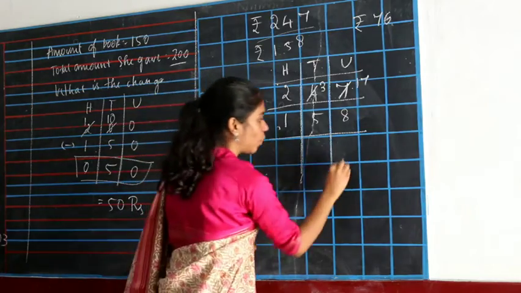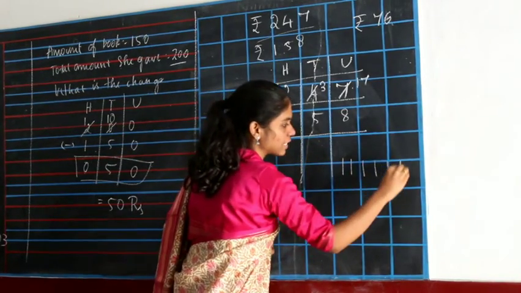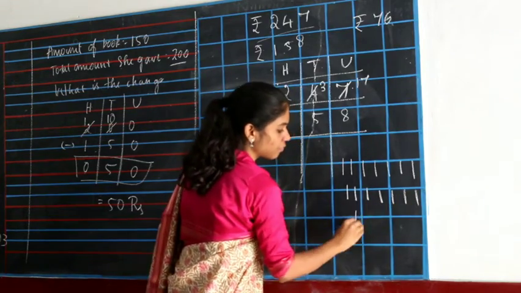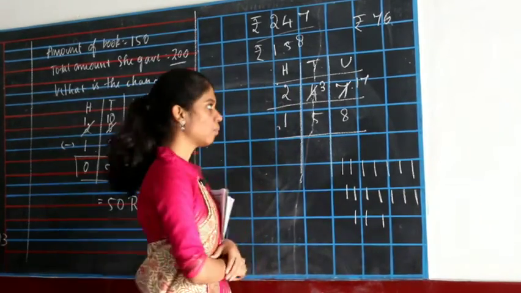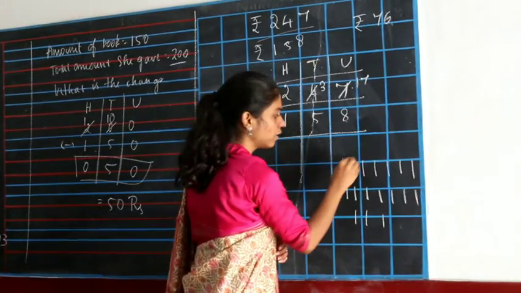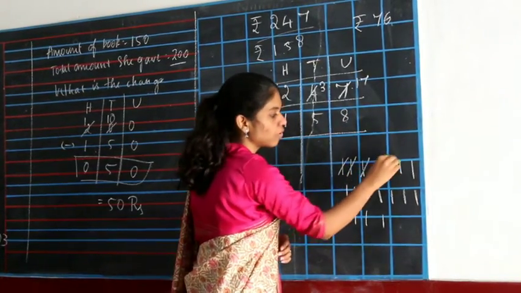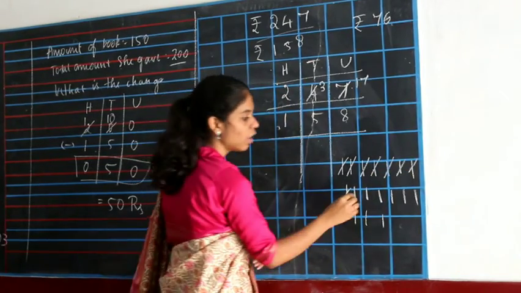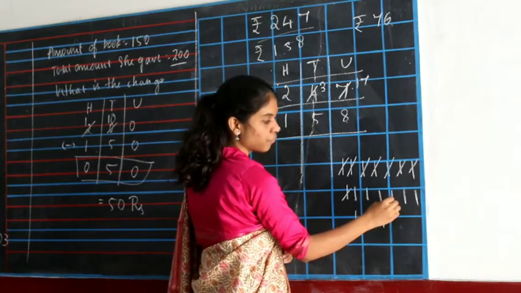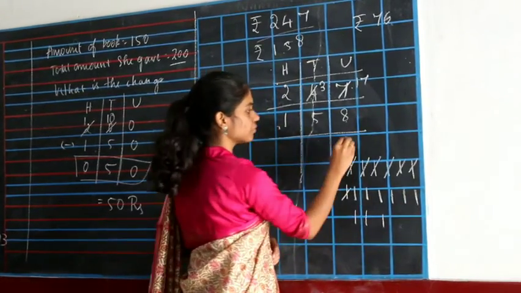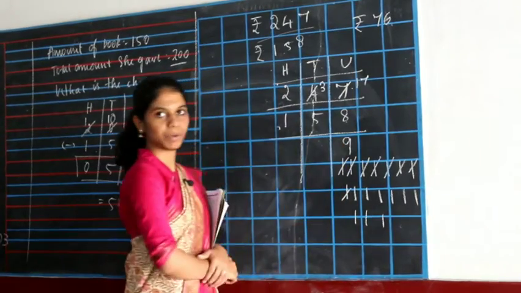Okay, so 1, 2, 3, 4, 5, 6, 7, 8, 9, 10, 11, 12, 13, 14, 15, 16 and 17. Now you have to subtract 8 from this 17. So 1, 2, 3, 4, 5, 6, 7 and 8. 8 is gone. Remaining 1, 2, 3, 4, 5, 6, 7, 8 and 9. So 9 is the remaining.